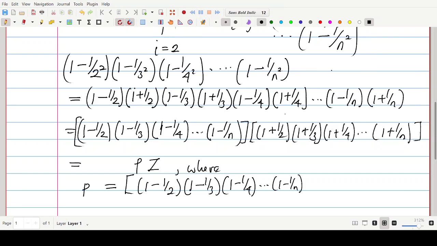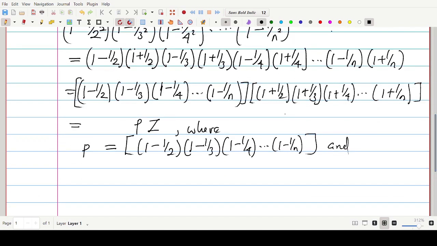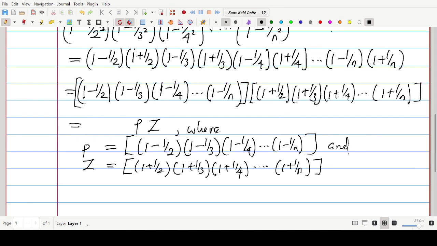All right, you can see that. And my Z is defined similarly, that is (1 + 1/2) times (1 + 1/3) times (1 + 1/4) until you get to (1 + 1/n). So we want to look for a simplifying expression for P and for Z. And having done that, we have to prove that the simplifying expression is generally true, and we shall use mathematical induction to establish it.